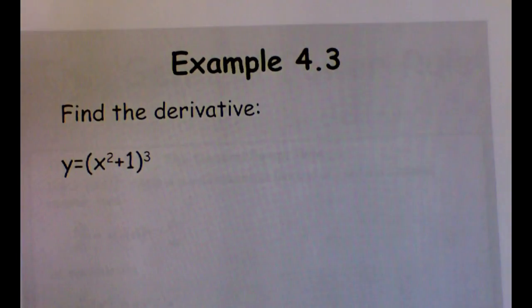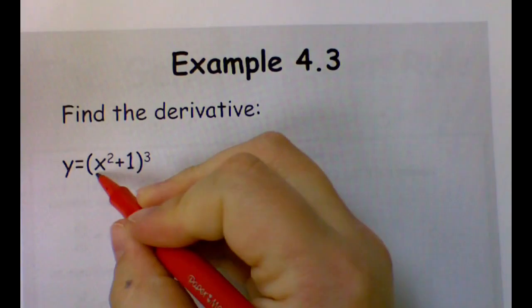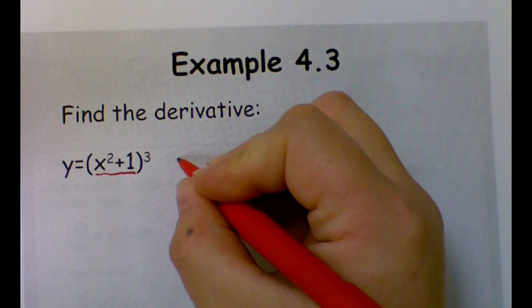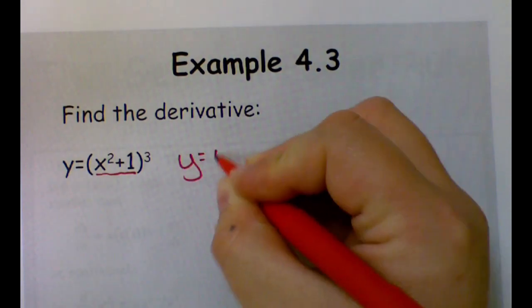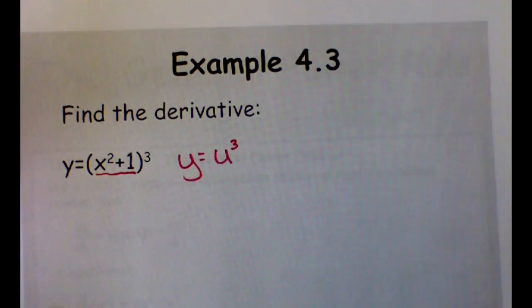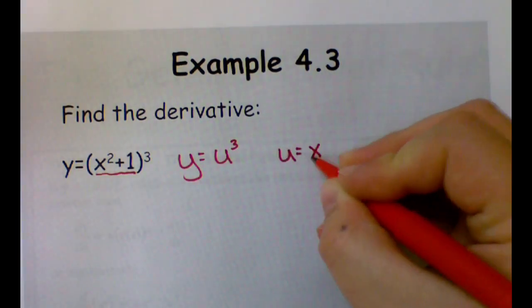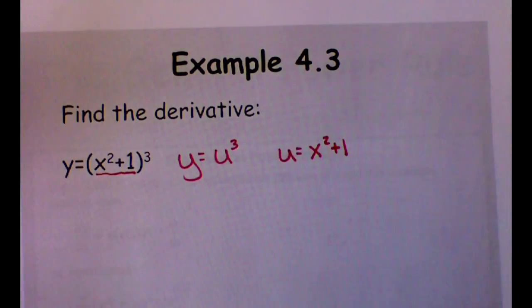So let's use the chain rule to find our derivative. The first thing we do is figure out what function is inside of the other. My inside function is x squared plus 1. My outer function is x cubed. So y is going to equal something cubed. I'll call it u. U just happens to be a standard letter that we use a lot in calculus. And u is going to equal that inner part, which is x squared plus 1.